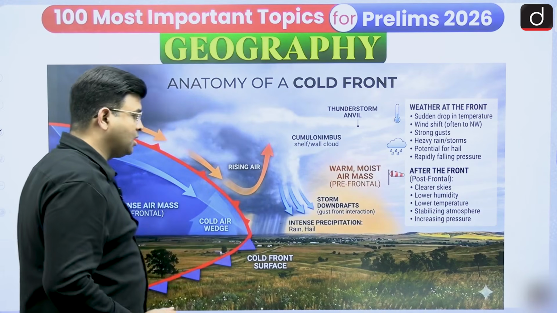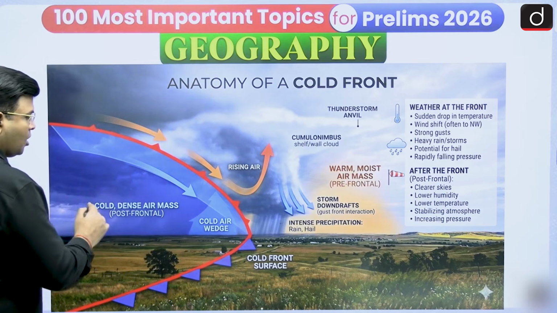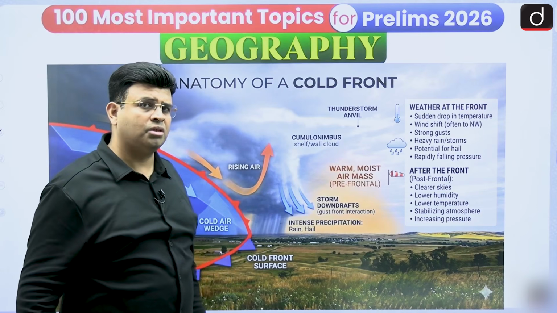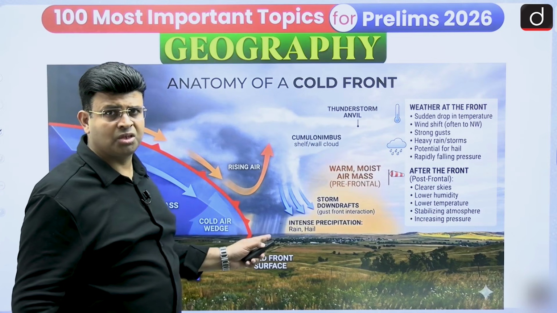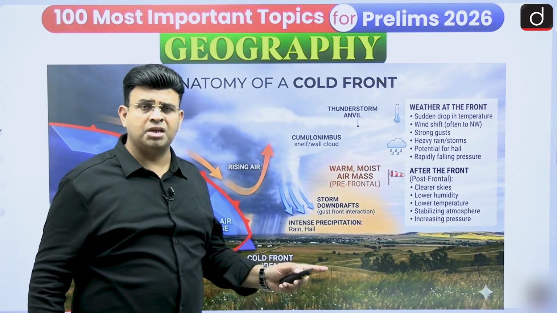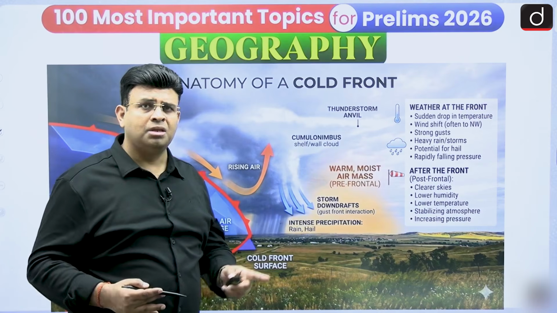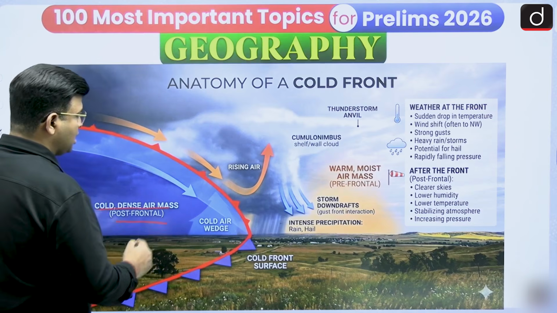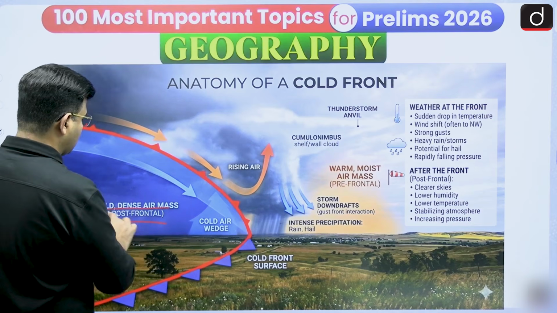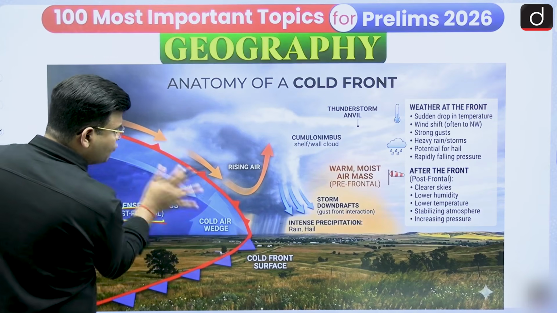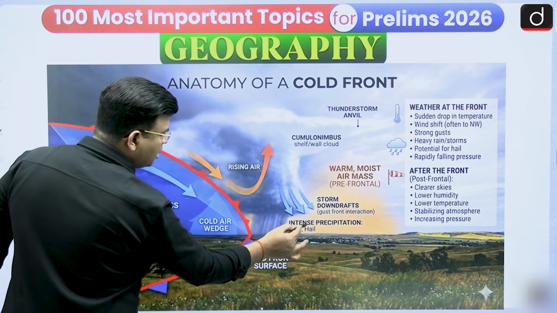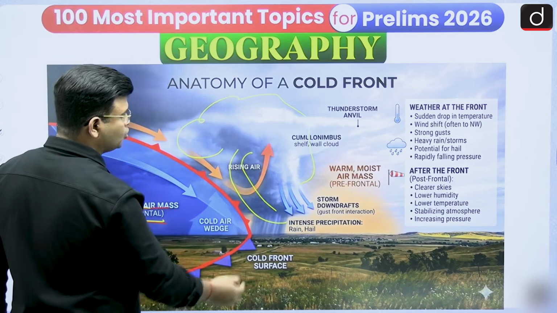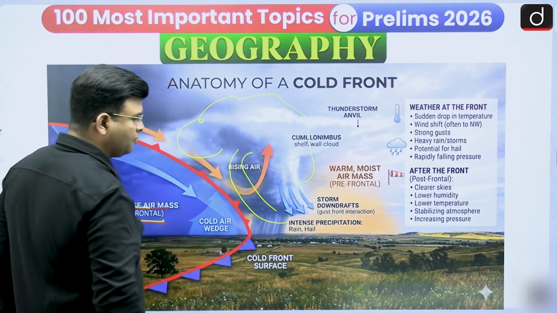If I am talking about the western side, there is formation of temperate cyclone, with cold front, warm front, occluded front. On the western side cold fronts are forming, where a cold dense air mass is moving faster on the ground, and the warm air mass from the warm westerlies starts rising up and creates a cumulonimbus cloud of 10 to 12 kilometer height, causing very heavy rainfall.